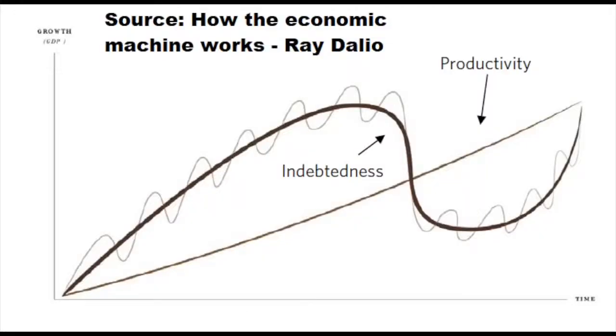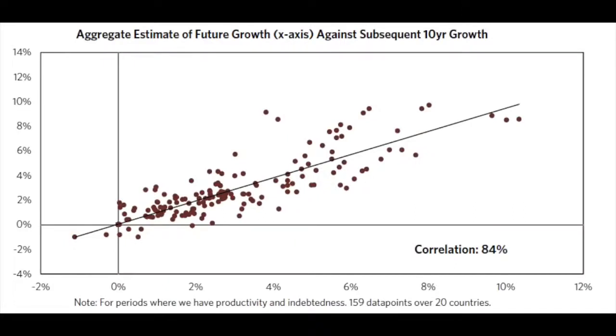There is a simple fundamental formula for what to expect when it comes to economic growth, strength, future potential, whatever. The source, how the economic machine works, from Ray Dalio and Bridgewater. The key to economic growth is productivity, which can be enhanced with debt and then, unfortunately, also slowed down when you have to deleverage. So in their model, Dalio and Bridgewater found pretty good correlations between productivity and debt with future growth, 84% for subsequent 10-year growth.